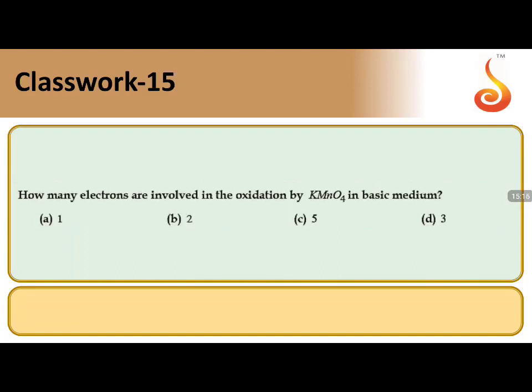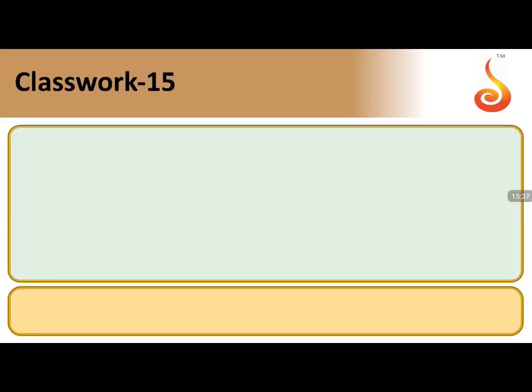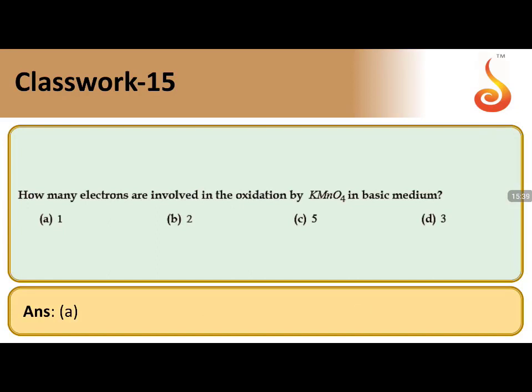How many electrons are involved in the oxidation by KMnO4 in basic medium? Very simple. MnO4- in strong basic medium changes to MnO4 2-. So the change is from +7 oxidation state to +6 oxidation state. Difference is 1 unit, 1 electron. So the change is only 1 electron involved in this particular one. So the answer is 1.